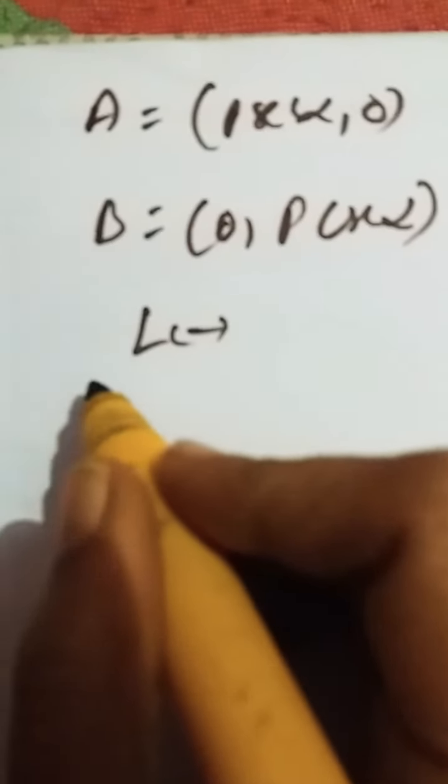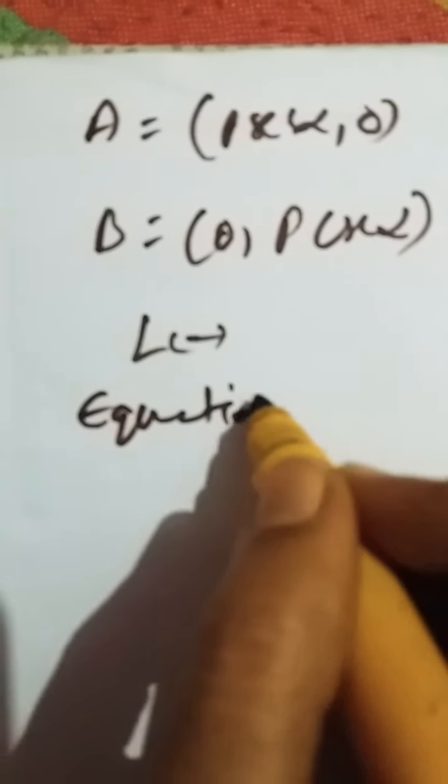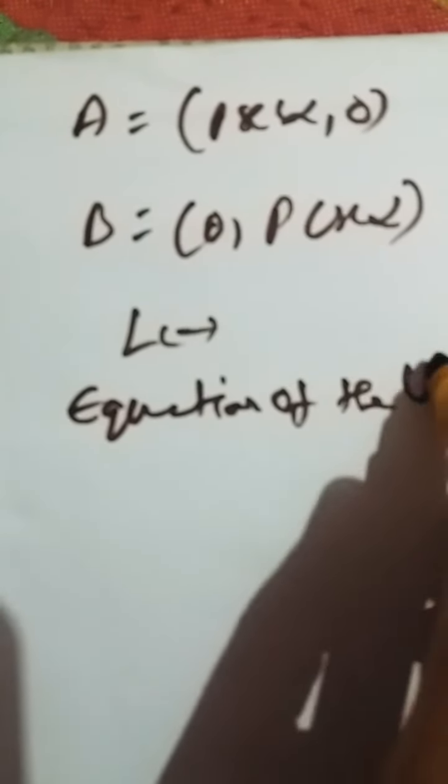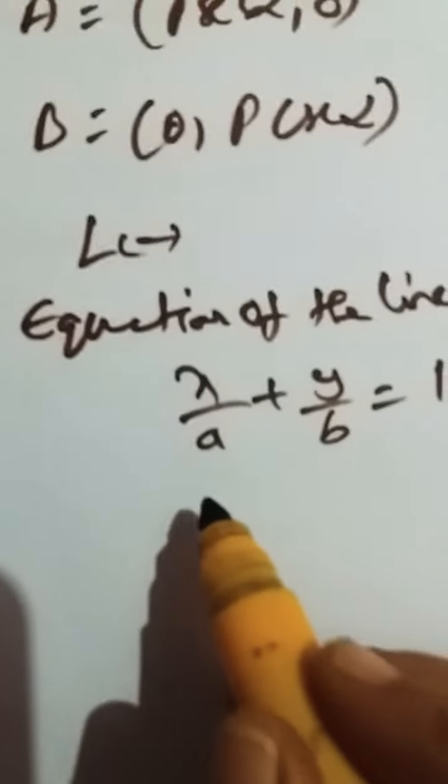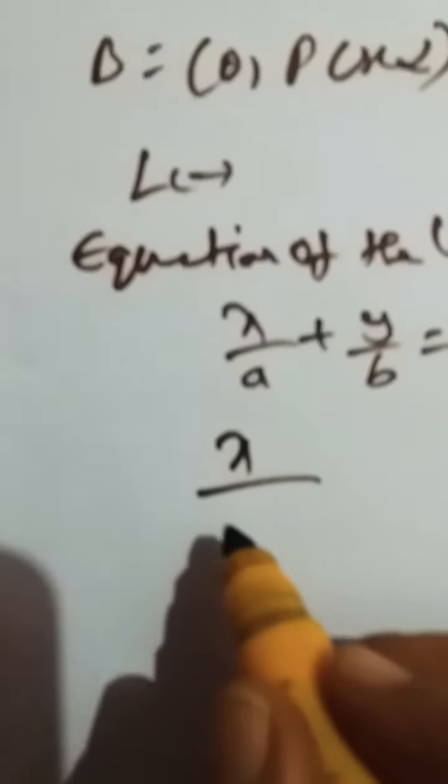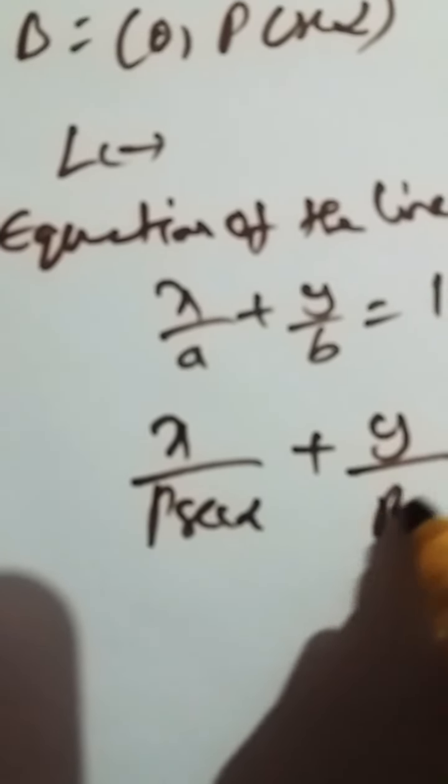So our equation of the line in intercept form is, last class I explained what is intercept form, x by A plus y by B equal to 1. So what is A here? P secant alpha. What is B here? P cosecant alpha. So we'll get here x by P secant alpha plus y by P cosecant alpha is equal to 1.